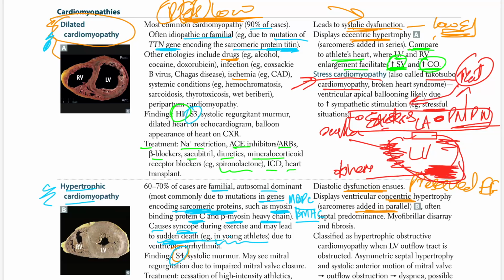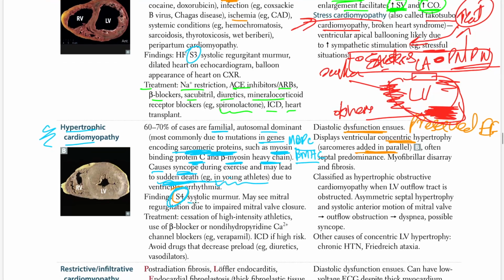That's one way to remember, if you're not getting the point, then you can just say, okay, S3, which one was up top? Okay, dilated was up top, so S3. Hypertrophic is at the bottom, so S4. Okay, systolic murmur, again, may see mitral regurgitation due to impaired mitral valve closure.